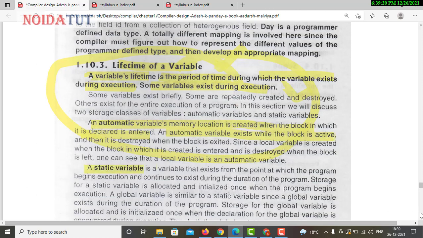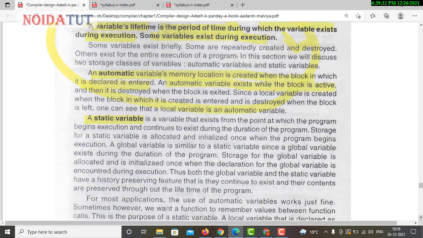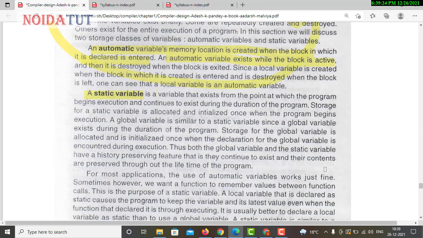What is static? Do you know what is static? In C keyword also we use. A static variable exists from the point at which the program begins execution and continues to exist during the duration of the program.